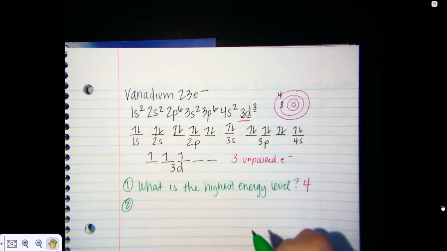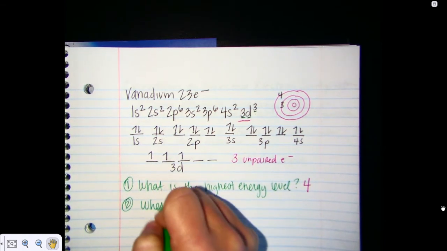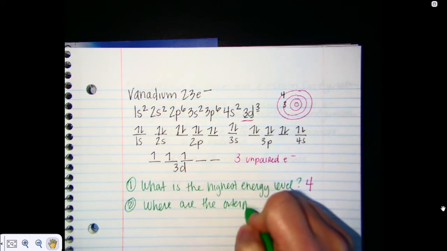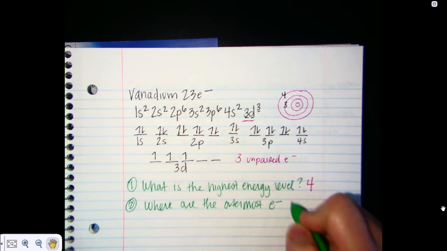2, where are the outermost electrons located?